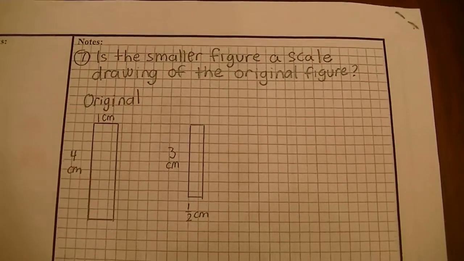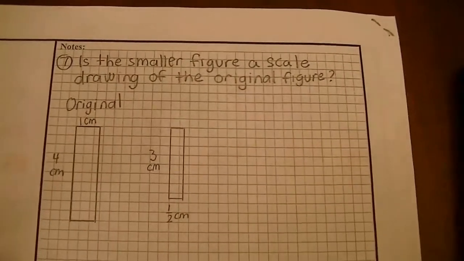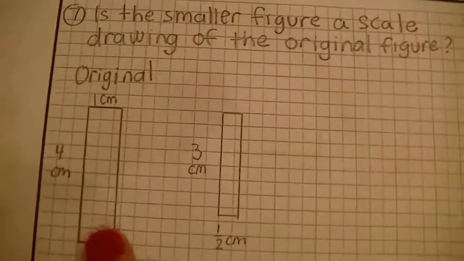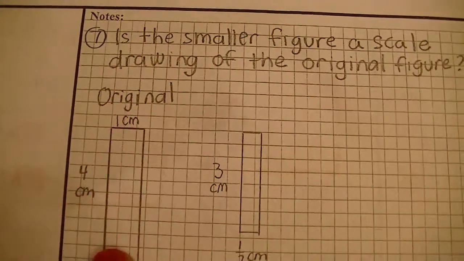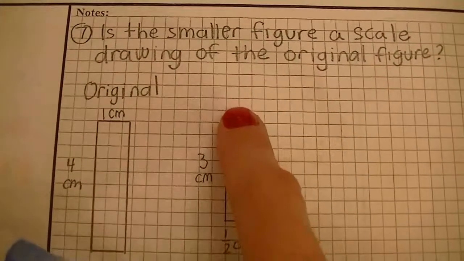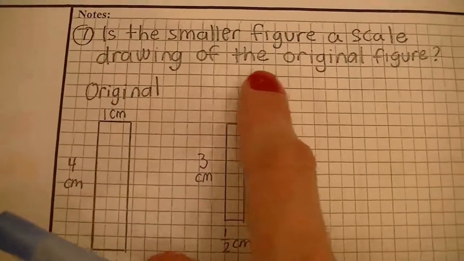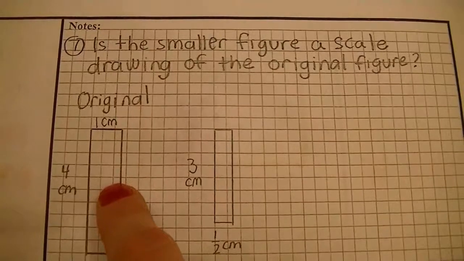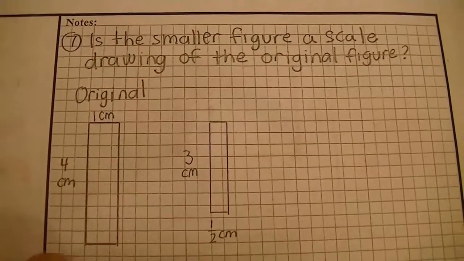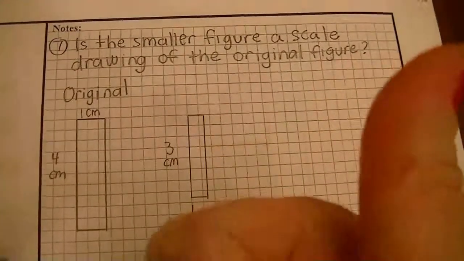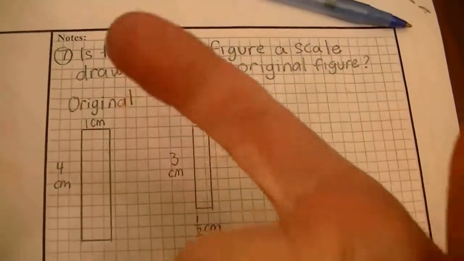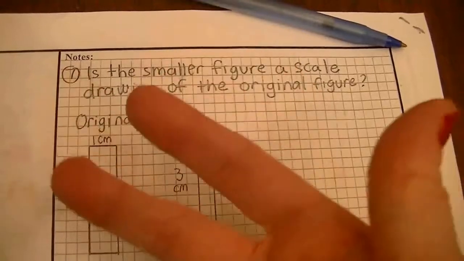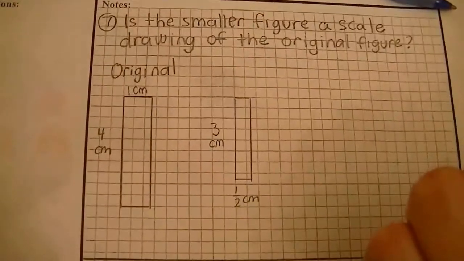In example 7, it asks, is the smaller figure a scale drawing of the original figure? So you'll see how the original figure is labeled original, and this next figure is not labeled scale drawing because you are to determine if it is a scale drawing of the original. And remember, for it to be a scale drawing, it has to have proportional sides, it has to be the same shape, and it has to have the same exact angle measures as the original, okay?